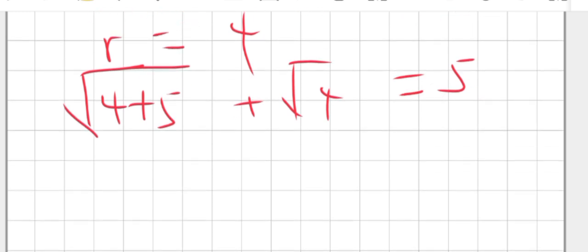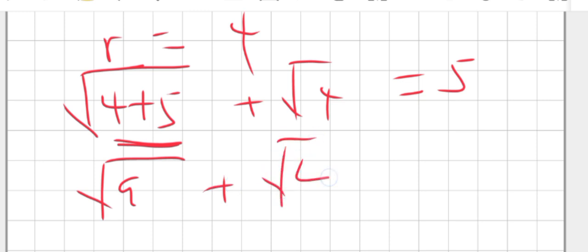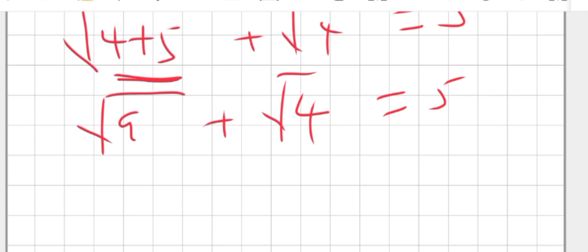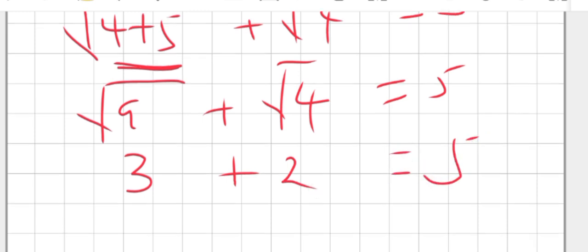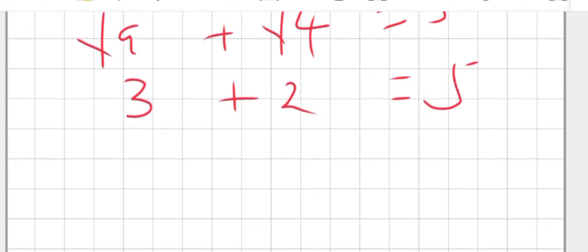Now 4 plus 5 gives us 9, so root 9 plus root 4 should give us 5. What's the value of root 9? That is 3. What's the value of root 4? That is 2. Together it gives us 5. So truly, our r is equal to 4 as expected. Thank you very much, and I expect you to try this question.